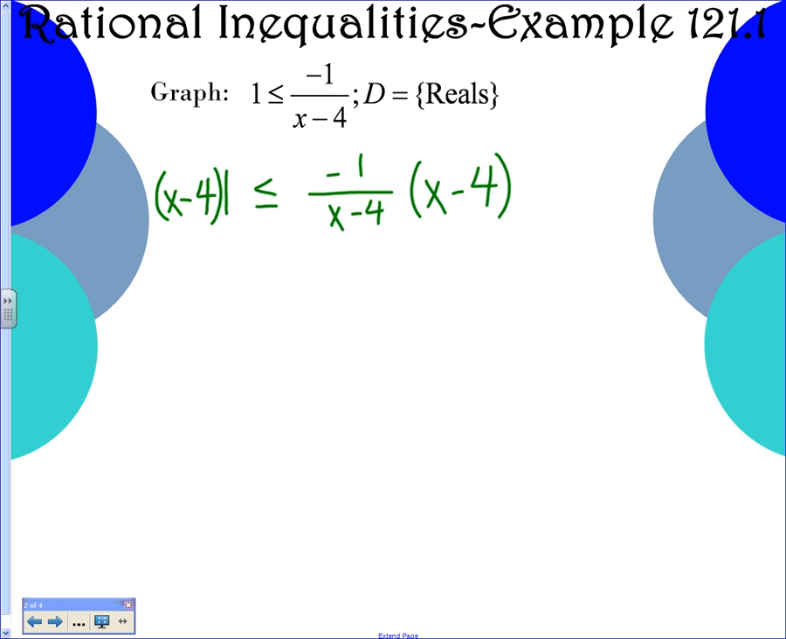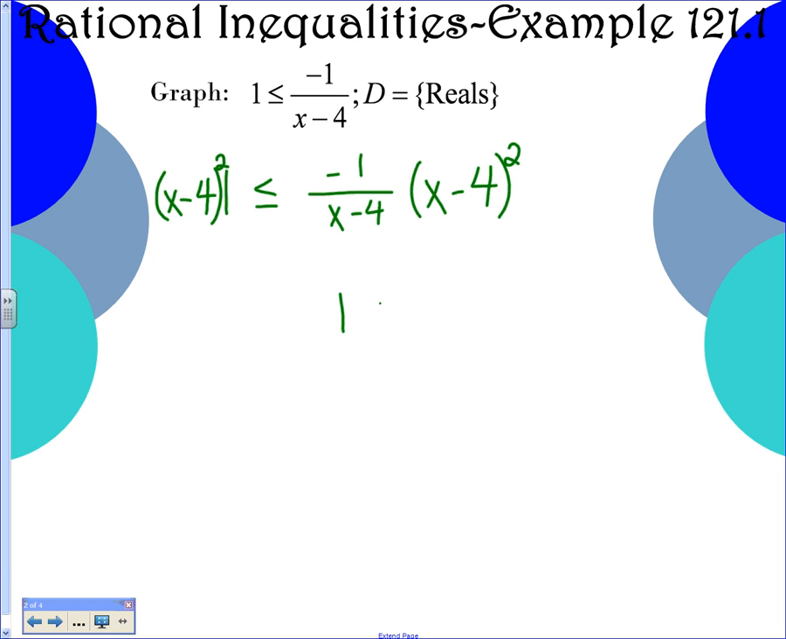Do we know if x minus 4 is positive or negative? No. So we can't exactly multiply by x minus 4 because it could be a negative number. And what happens if you multiply an inequality by a negative number? The sign flips. So what you need to do, and now x minus 4 is always going to be positive. So we can't multiply by x minus 4 because that could be a negative number.